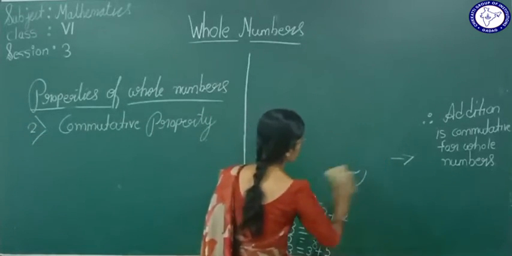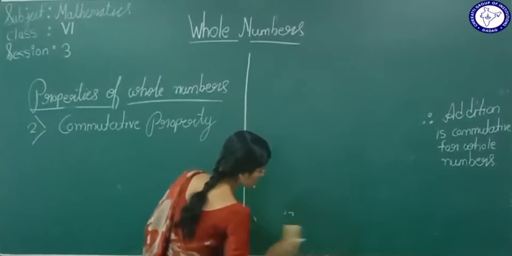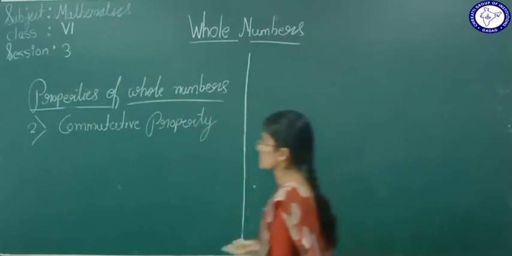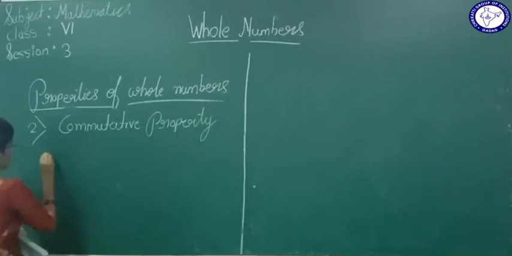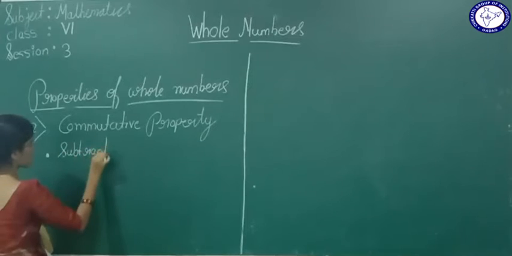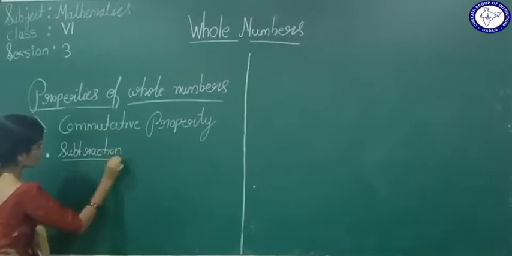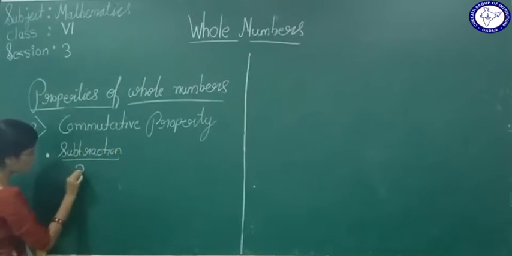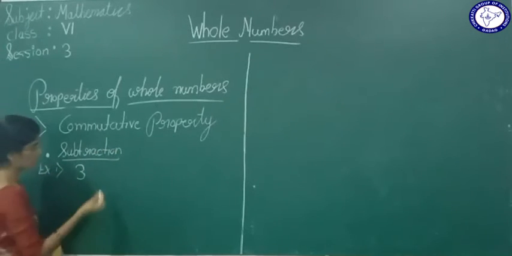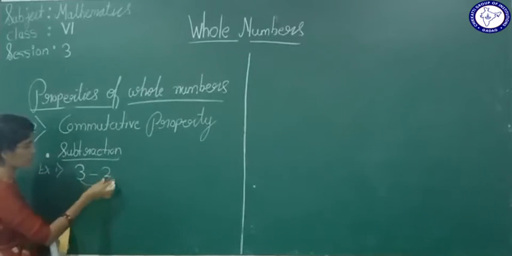Whether subtraction is commutative for whole numbers. The next operation is subtraction. Say 3 is a whole number, right? 3 is a whole number. 2 is also a whole number. Yes or no? We have to take two whole numbers.